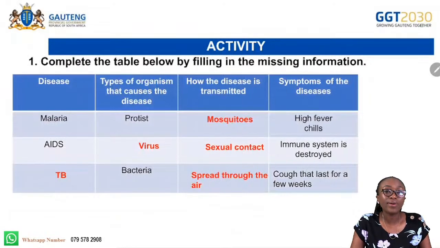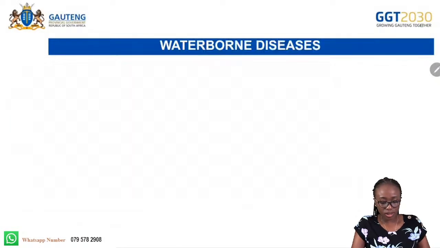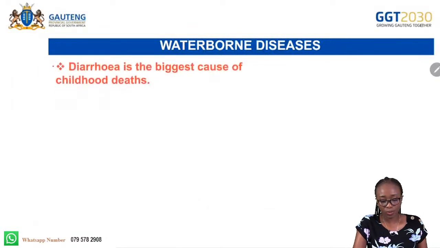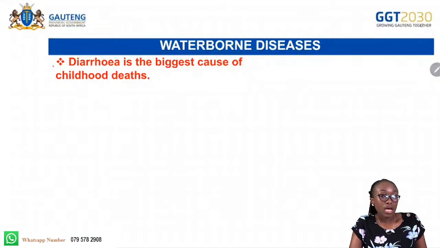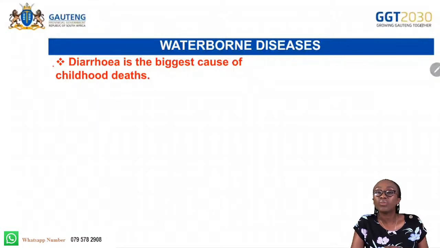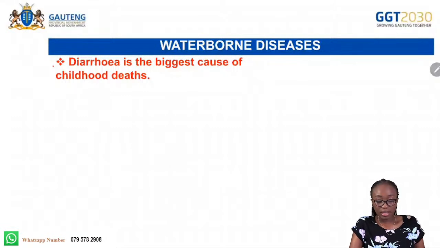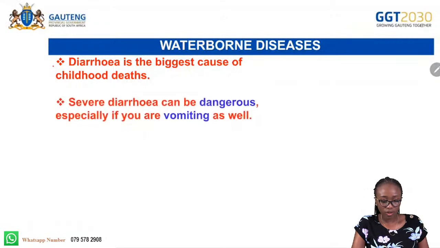Welcome back. Now let's continue with our lesson. Let's learn about waterborne diseases. What are waterborne diseases? Right. So, waterborne diseases are caused by drinking contaminated water. Water contaminated with what? Water contaminated with pathogens. And they cause diarrhea, which is one of the biggest causes of child death.